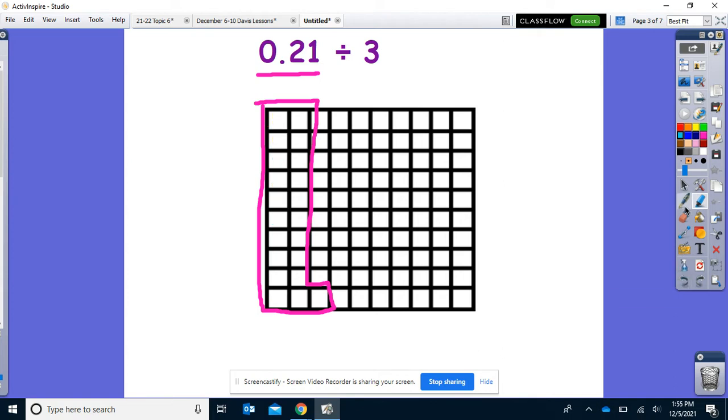So another thing that you can do is think, I have a total of 21 hundredths, and I know that 21 divided by 3 is going to be 7. So I know that I should be able to color 7 hundredths in each color. 1, 2, 3, 4, 5, 6, 7. 1, 2, 3, 4, 5, 6, 7. 1, 2, 3, 4, 5, 6, and 7.